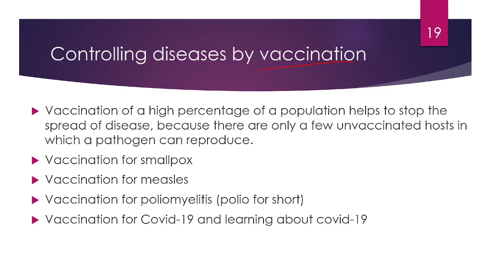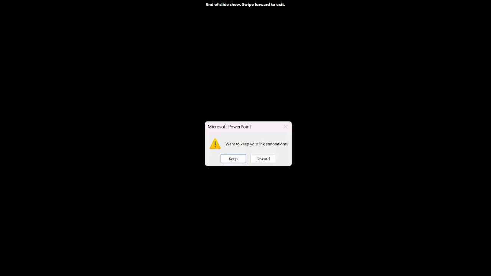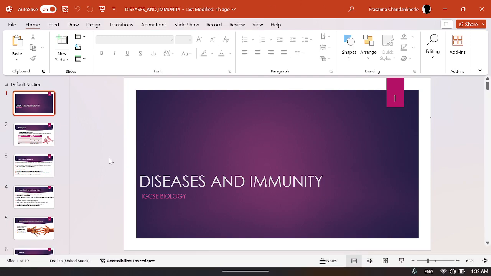Vaccination of a high percentage of a population helps to stop the spread of a disease because there are only a few unvaccinated hosts in which a pathogen can reproduce, also known as herd immunity. Okay, we have vaccinations for smallpox, measles, polio, and also COVID-19, which recently shook the world. And that's all. I think I pretty much explained everything there is for disease and immunity.